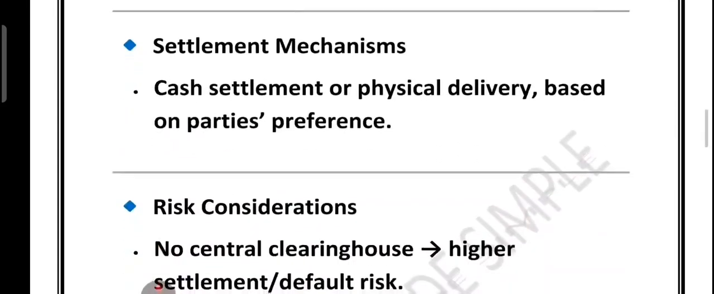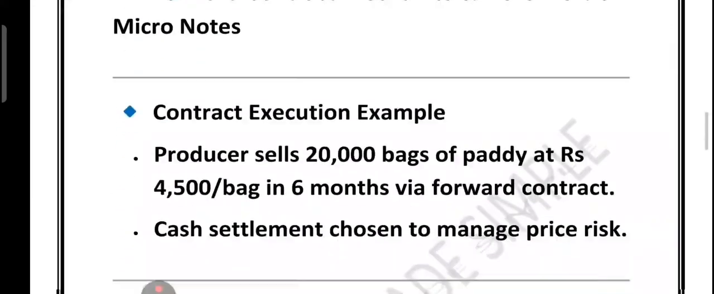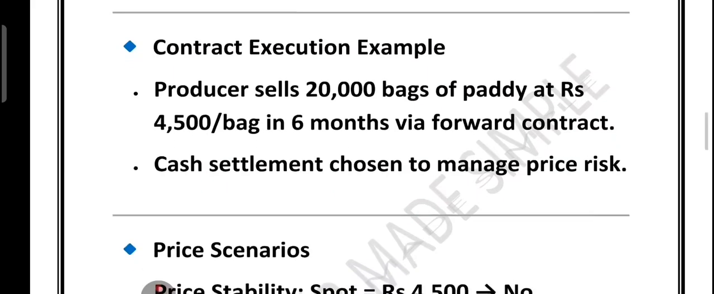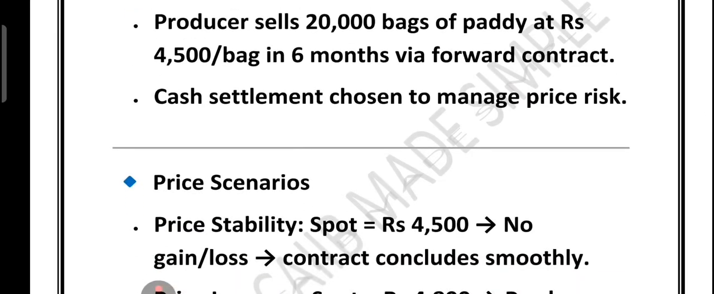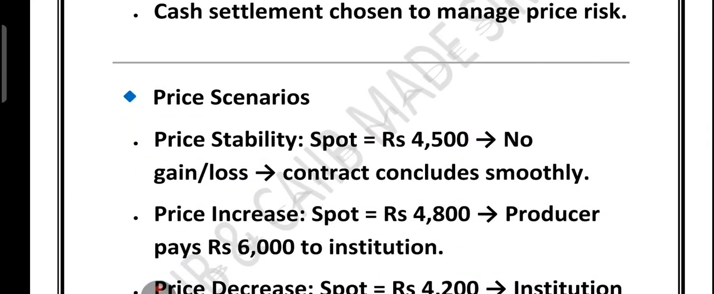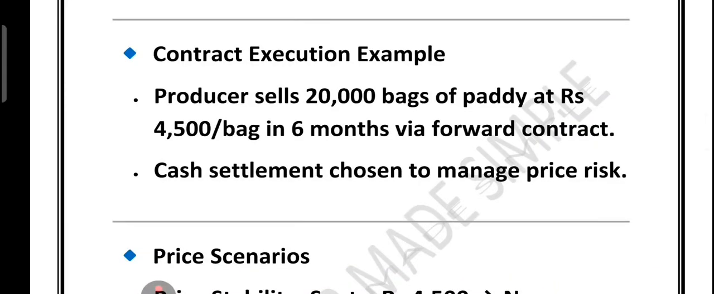Please note it down. Now let's look at one example of contract execution. Imagine a farmer selling 20,000 bags of paddy at 4,500 rupees per bag, 6 months from now, through a forward contract. They choose cash settlement, meaning instead of delivering the paddy physically, the price difference is settled in cash to manage the price risk. In simple terms, the contract locked the selling price today, giving the farmer protection against future price change. The purpose is very simple: to protect against future price fluctuation.